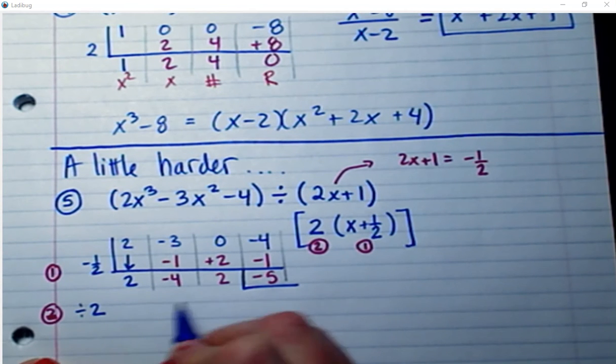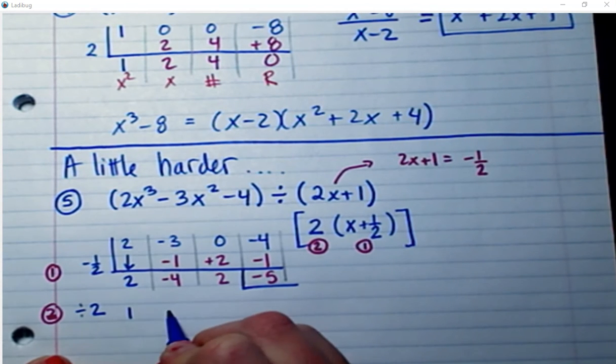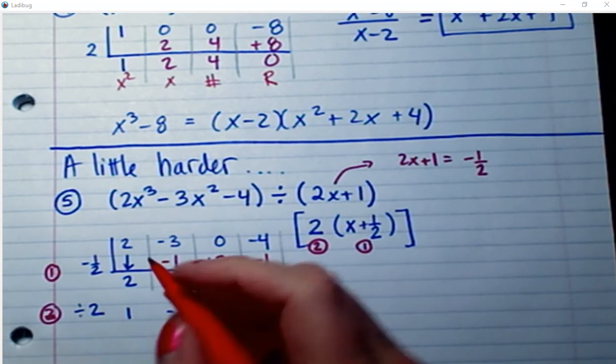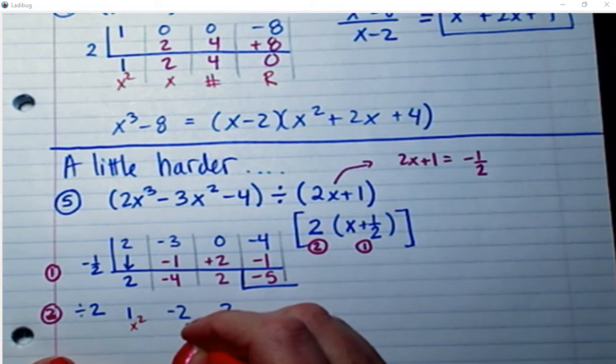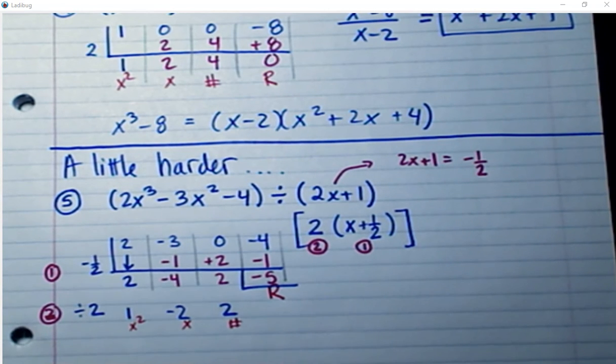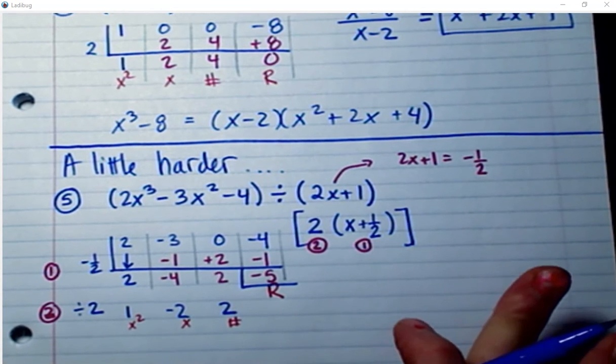So I'm going to divide by 2. So you get 1. Just hold on the remainder, okay? And now I'm going to line up my x's. So this is squared, x, number, remainder. There's a reason I didn't touch the remainder, okay? And I'm going to show you that.